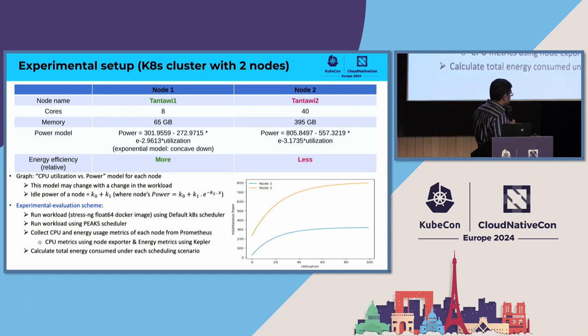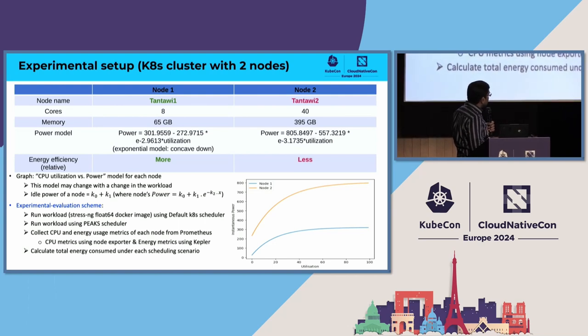It's a two-node cluster that we have considered for the evaluation of Peaks performance. In particular, a bare metal Kubernetes cluster with two nodes, these nodes being heterogeneous in nature. What heterogeneous refers to here is that the resources allocated to these nodes are not exactly the same. One is a high power machine, one is a low power machine. You can see the CPU cores vary from 8 to 40, and also the memory allocated is very high in this node.